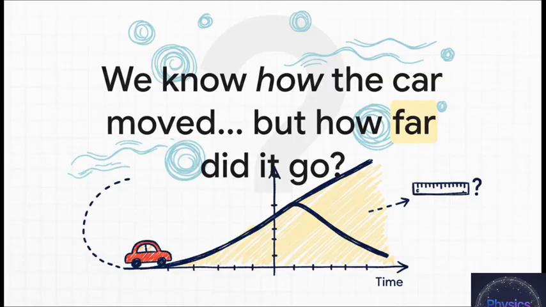So yeah, we've nailed down the how of the car's journey. It sped up, it cruised, it stopped. But what about the big question? How far did it actually go? Can our little graph really tell us the total distance it covered?